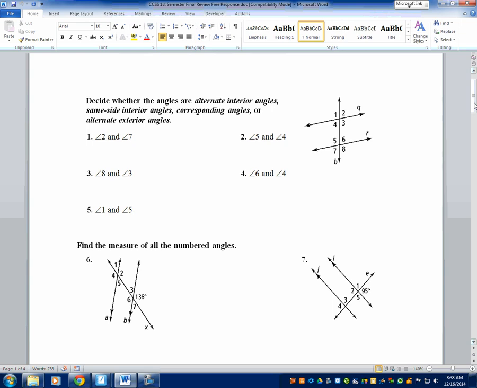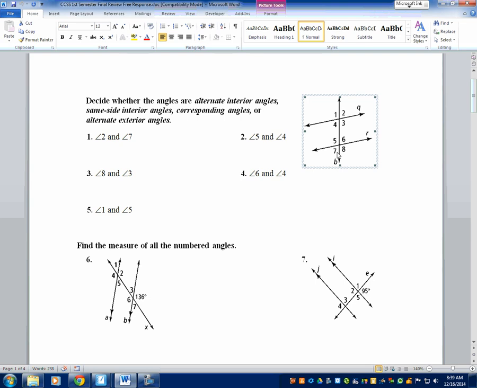Decide whether the angles are alternate interior angles, same side interior angles, corresponding angles, or alternate exterior angles. So you have to just decide which type of angle it is. And you should be familiar with your angle types. So what are 2 and 7?